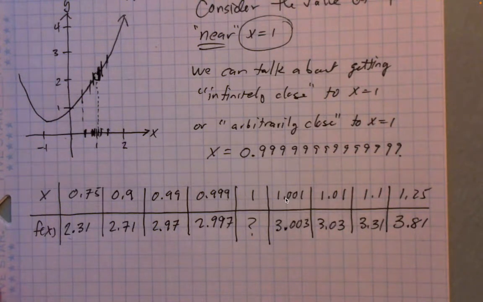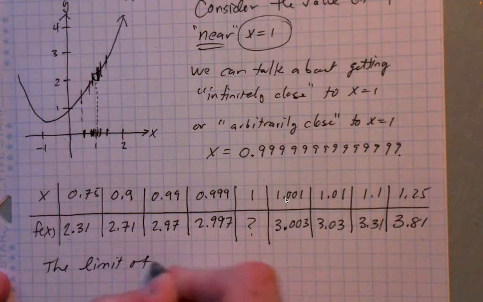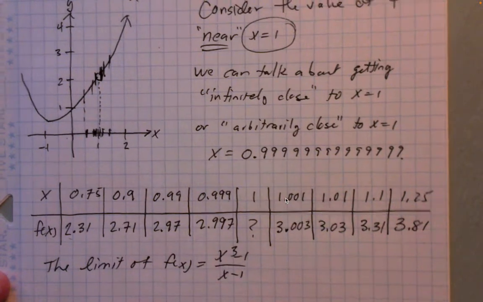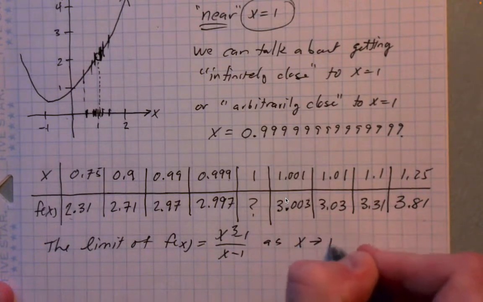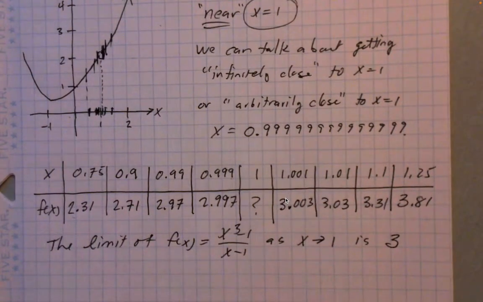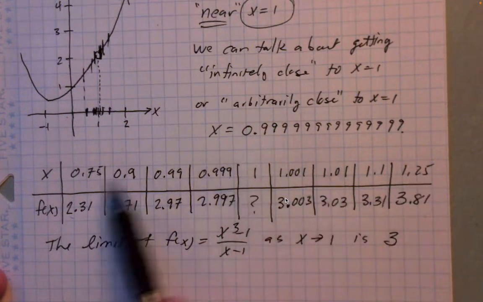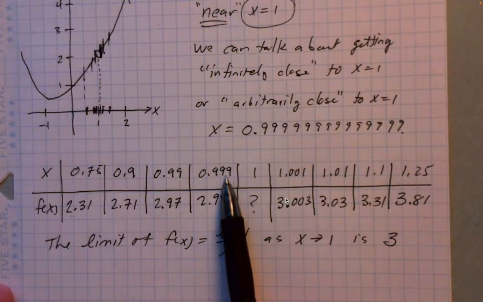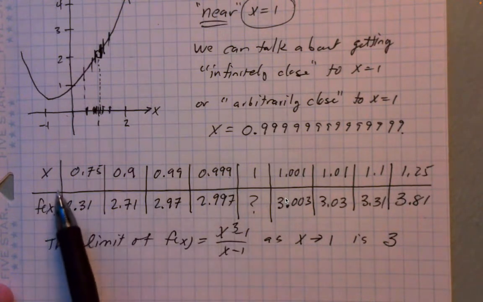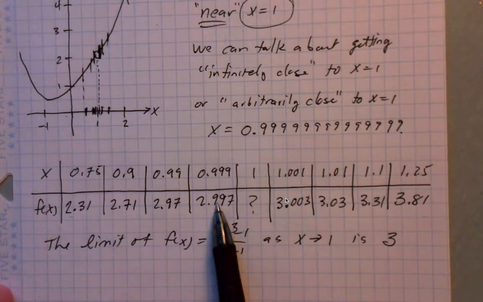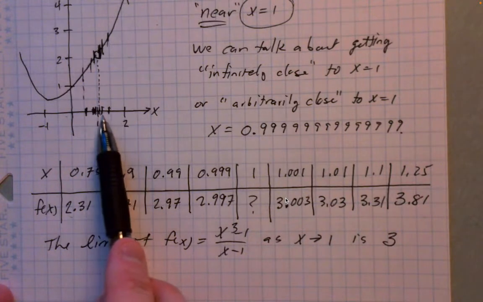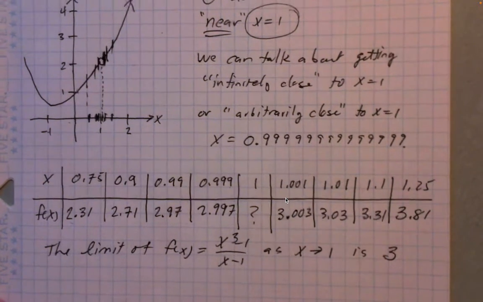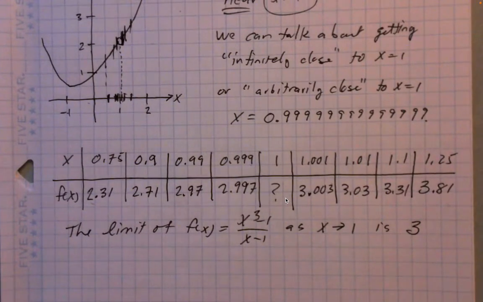And what we would say is that the limit of f of x equals x cubed minus 1 over x minus 1, the limit of that function as x approaches 1 is 3. Okay, and hopefully you can see it in this numerical example. As we get closer and closer to the value of 1, the value of the function gets closer and closer to 3. Both as you move from below the value, it gets closer and closer to 3, and as you move closer and closer to 1 from above the value, it gets closer and closer to 3 as well. And so that's the intuitive idea of what a limit is, right? The idea of a limit is that as you approach this particular value of x, the function is going to approach a particular value of f of x.